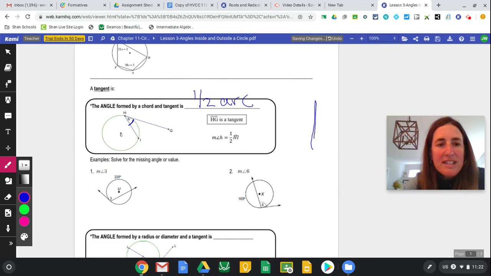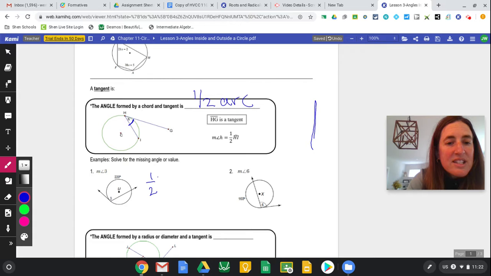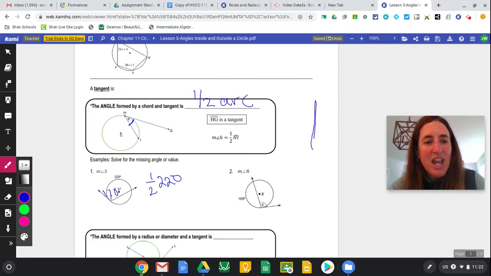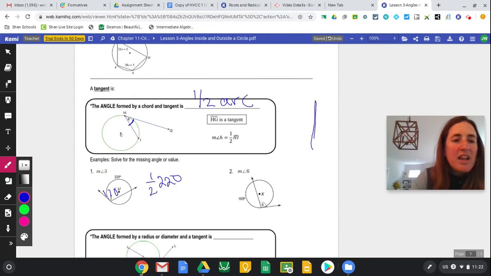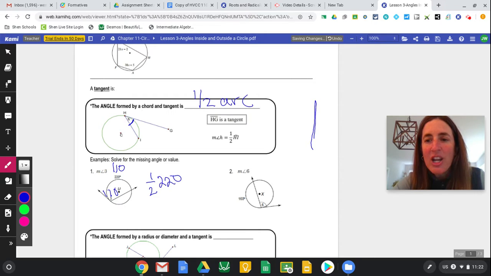So if you look at examples down here, it says solve for the missing angle or value. Okay, so see how this arc is 220? All I have to do is take half of 220 and 110 is how much angle 3 is. So angle 3 is 110. Half of the arc is the angle. Or if you take the angle and double it, it gives you the arc. You can work both ways there.